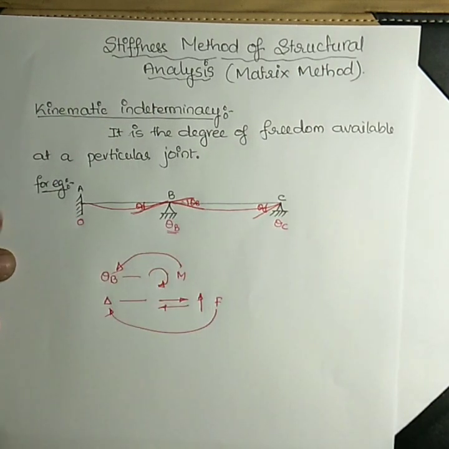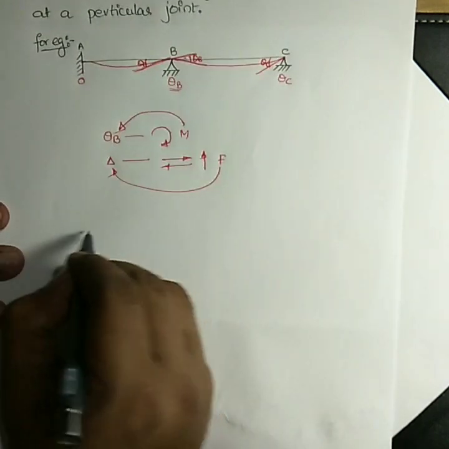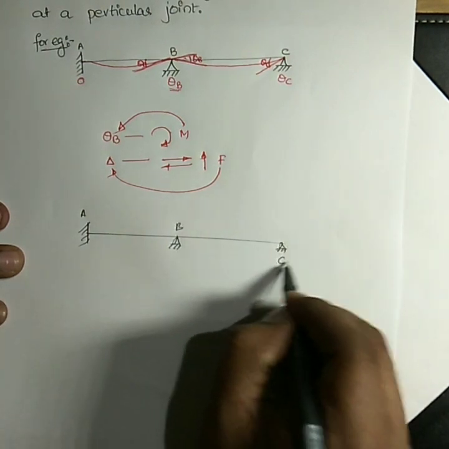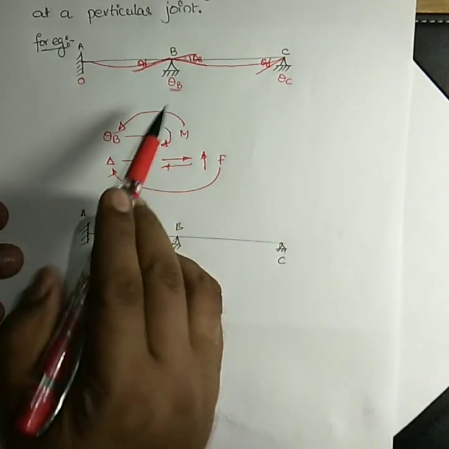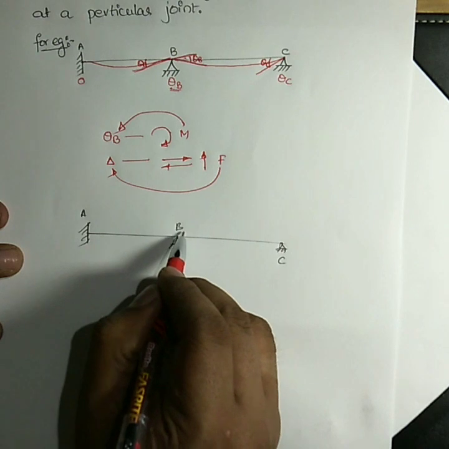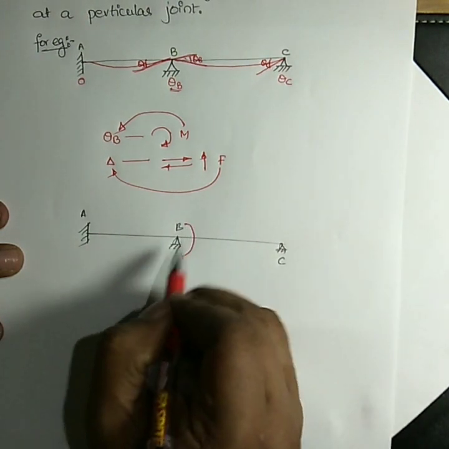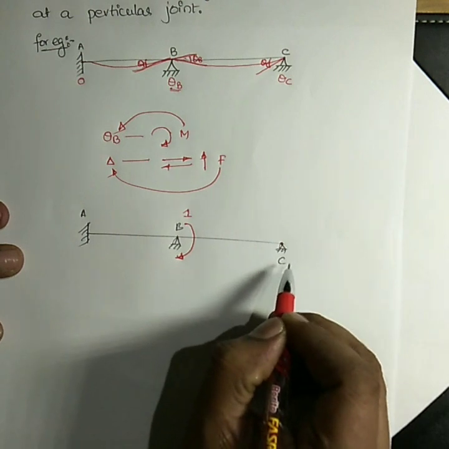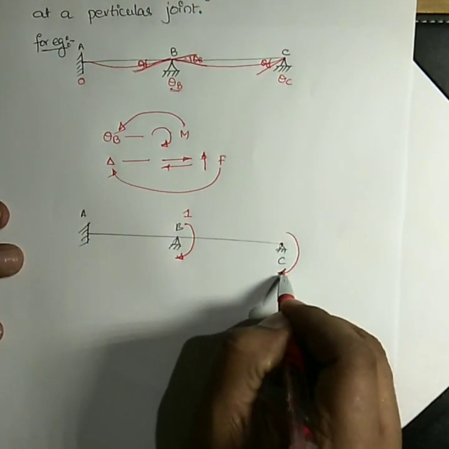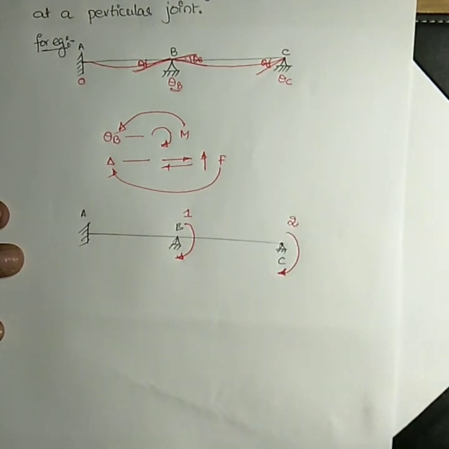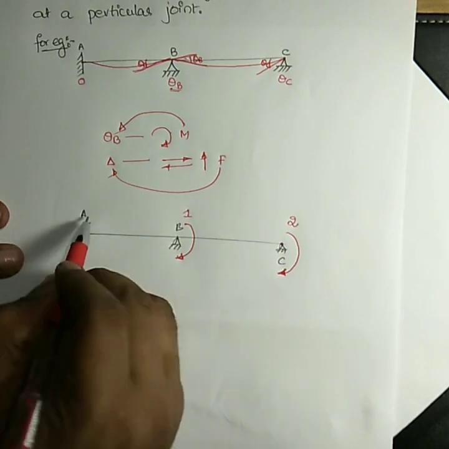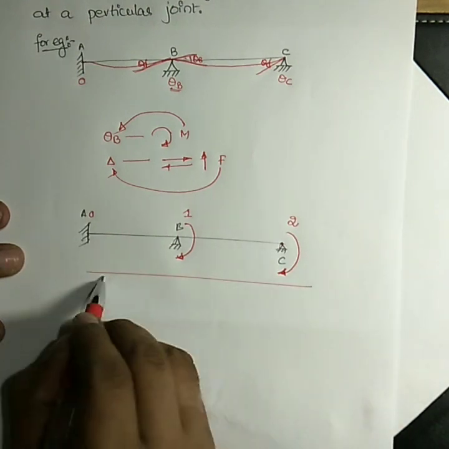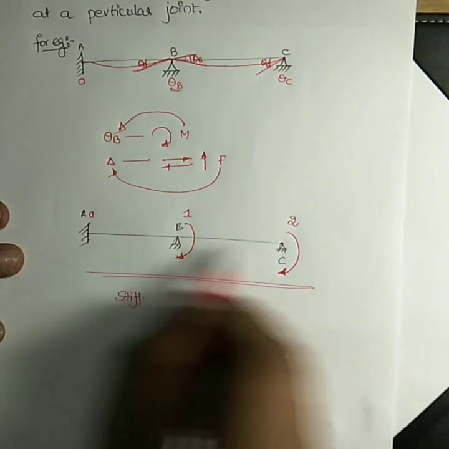So for theta B, I will draw the same beam here. This is point A, this is point B, and this is point C. Since the kinematic indeterminacy is theta B, we assume a rotational direction, and we name this rotational direction as 1. Similarly, at point C, the kinematic indeterminacy is theta C. We assume a rotational direction for C, and we name it as the second direction. At point A, you don't have any kinematic indeterminacies, so we don't assume any directions. Depending upon these directions, the stiffness matrix for this particular beam is calculated.